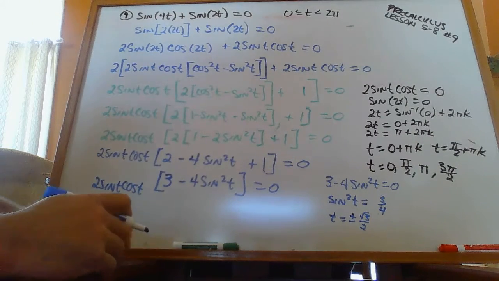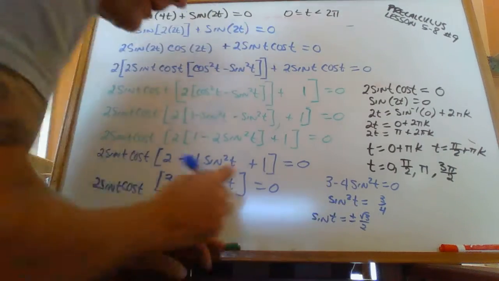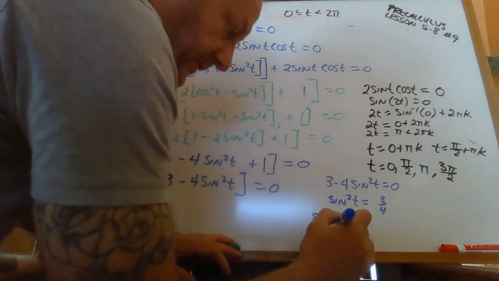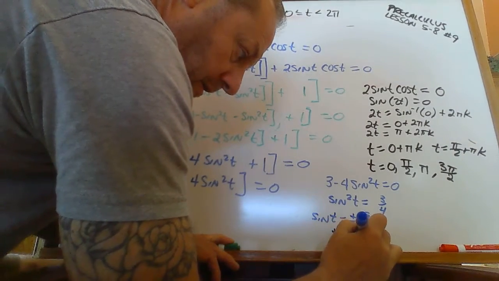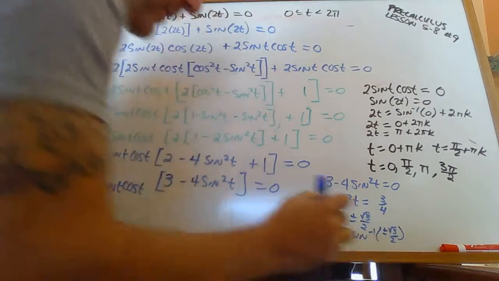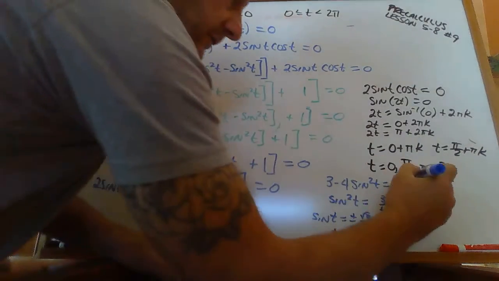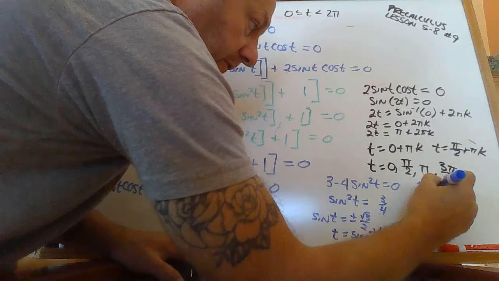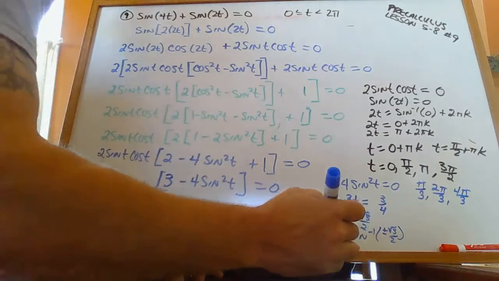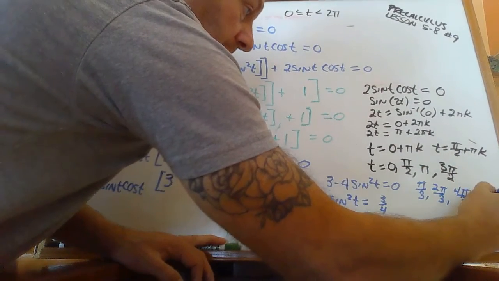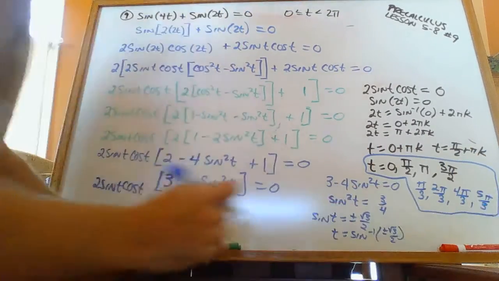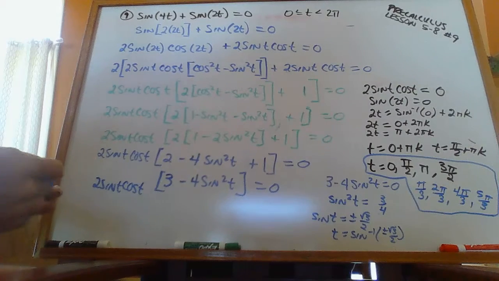Okay, so then, sine t equals that. So now I've got an arc sine of plus or minus square root of 3 over 2. I hope you can see this. So that gives me 4 more answers. That gives me pi over 3, gives me 2 pi over 3, gives me 4 pi over 3, and it gives me 5 pi over 3. So this problem has 8 answers to it in that range right there. Hope this helps.